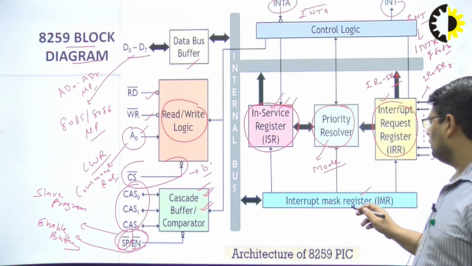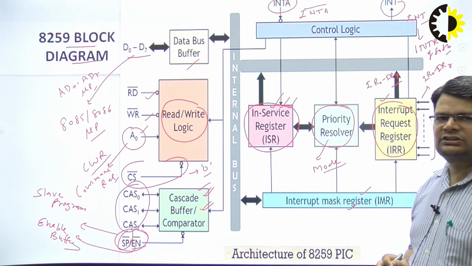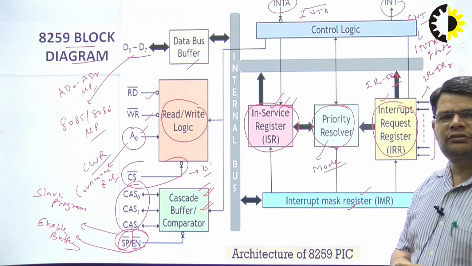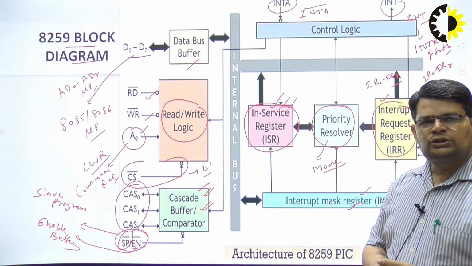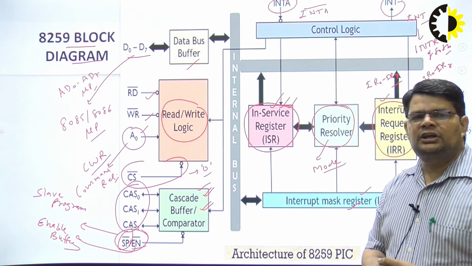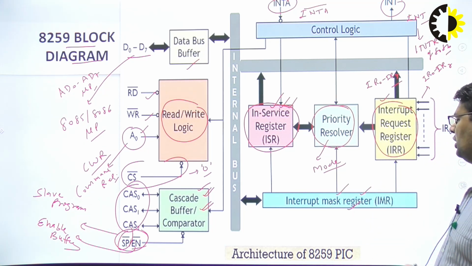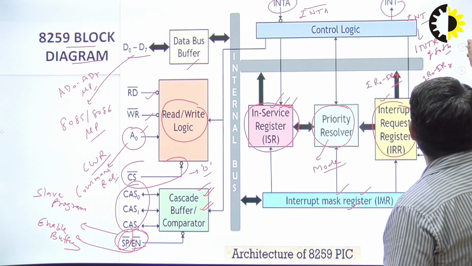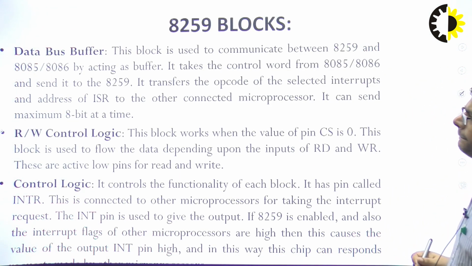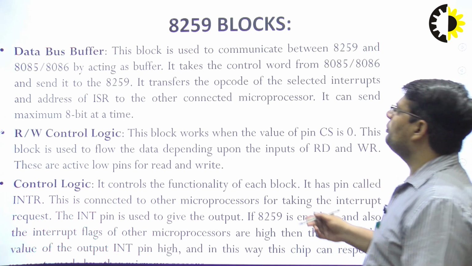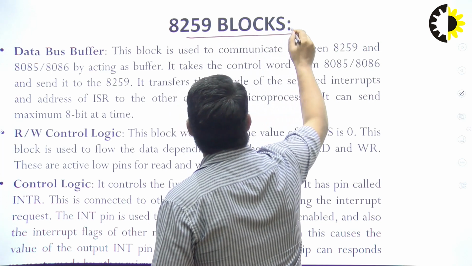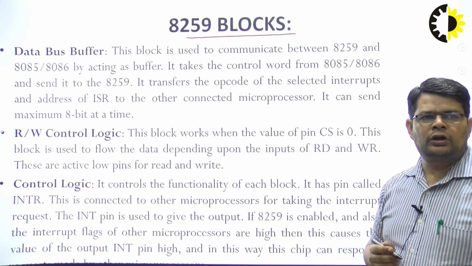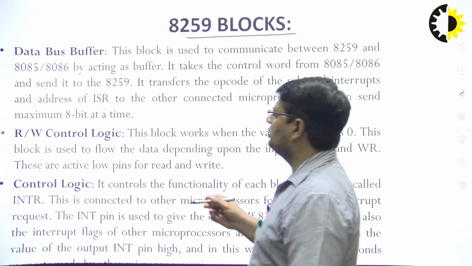Then this block, the interrupt mask register. As we have discussed, we can have some interrupts for which we don't want to give the service or execute those interrupt requests. So the interrupt number for those masked interrupts can be kept in this interrupt mask register. These are the important blocks present in the 8259 IC, which is the programmable interrupt priority controller or resolver. These are the main blocks that we have discussed.